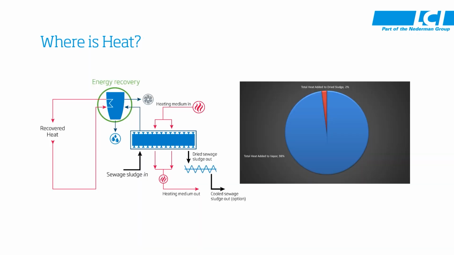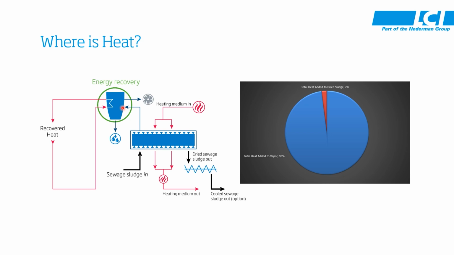So to understand where we can recover heat, we first have to know where the heat is. On the left is a diagram of a thin film drying system. What you notice is there are two streams coming in. There's the heating medium coming in and the sewage sludge coming in. The heating medium is going to transfer its heat into the sewage sludge. This is seen in the streams which are exiting. You have the heating medium going out with a lower heat content, the dried sludge going out, and the vapor going out at a higher heat.